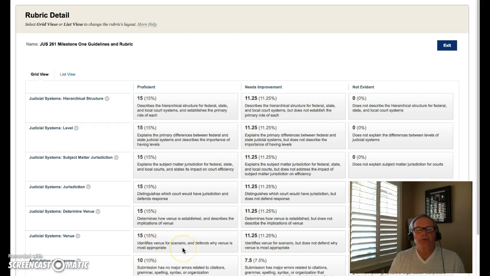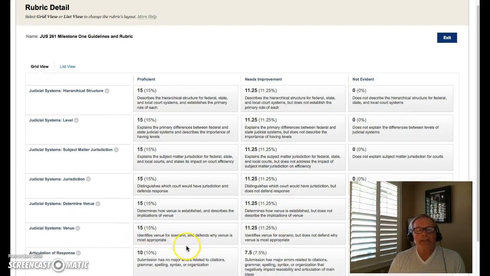Identify the venue for the scenario and defend why venue is most appropriate. So if the crime occurred in Washington, D.C. and it's a federal crime, it'll be heard in district court in Washington, D.C. And I'm going to show you a quick slide here in just a minute, but I need to get back to something real quick. I only have, looks like, another minute and a half. So let me spend a little more time here on venue.